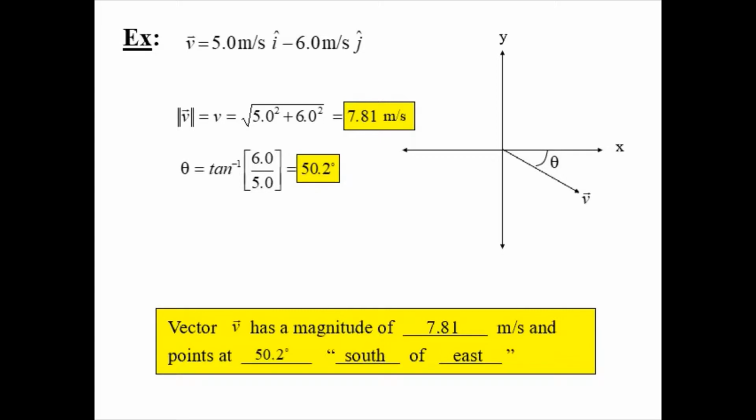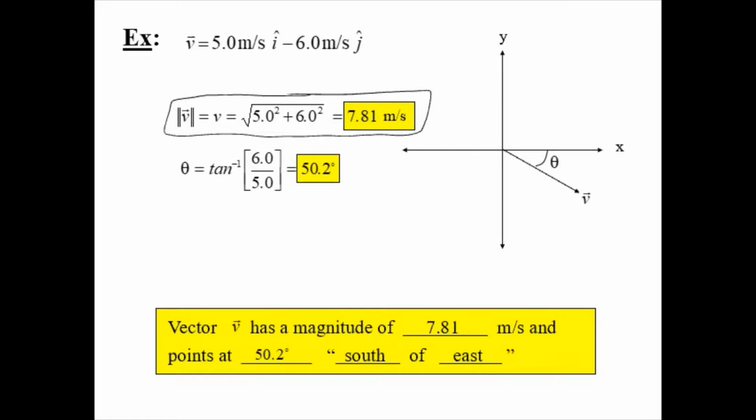Again, the size of the x component is 5. The size of the y component is 6. Even though the y component is negative 6, when we square it, it's not going to matter. So to get the size of the vector, I take the 5, square it, take the 6, square it, add them together, and then take the square root. The vector v has a size of 7.81, in the same units that the components were in. If the components were in meters per second, then my final answer for the magnitude is in meters per second.